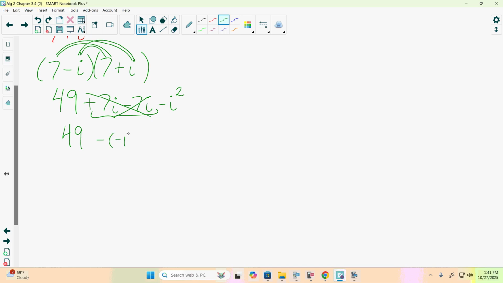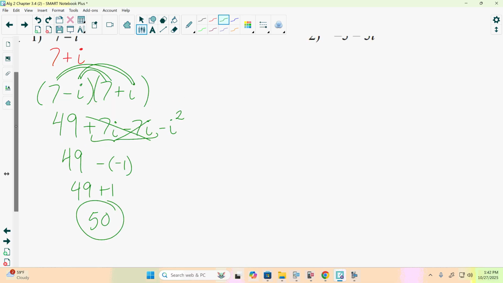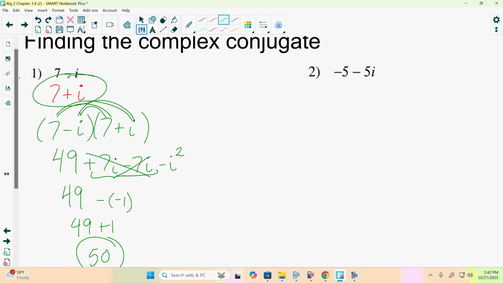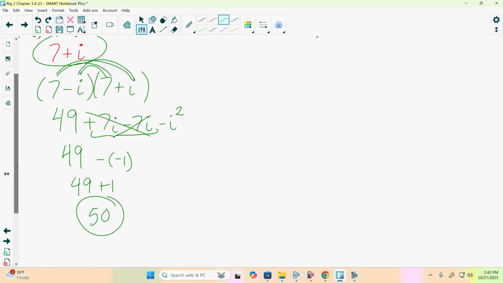Now, we can't leave i squared, i to a power. Well, we know that i squared is negative 1. So we're saying we have 49 minus negative 1, which is the same as saying 49 plus 1, which would be 50. So the interesting thing here is when we multiply the two conjugates together, we get a number without i. The complex conjugate for 7 minus i is 7 plus i. Their product is 50. And whenever we multiply two complex conjugates together, we're going to get a single number. The i terms will cancel out.